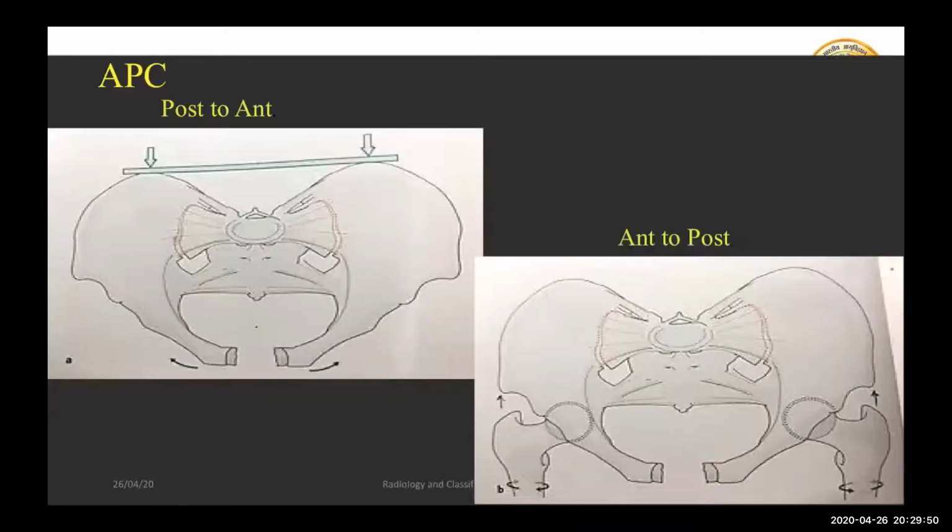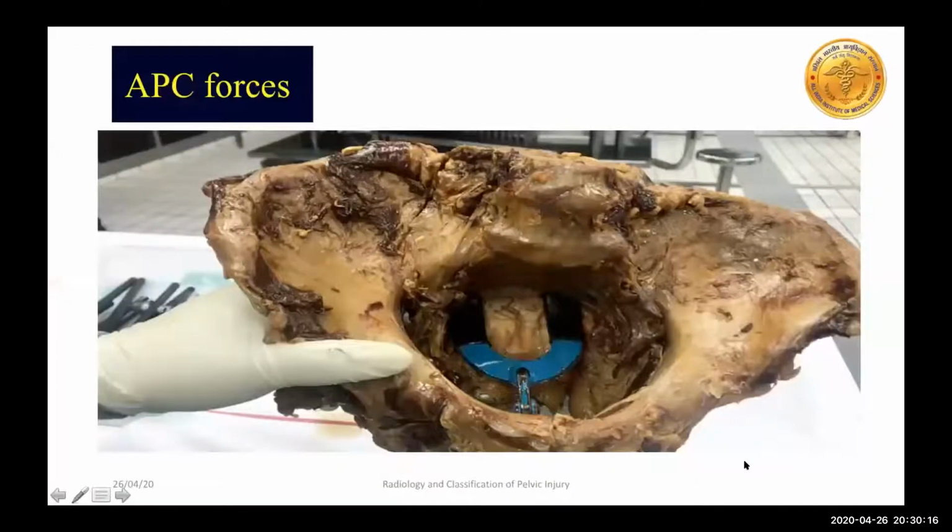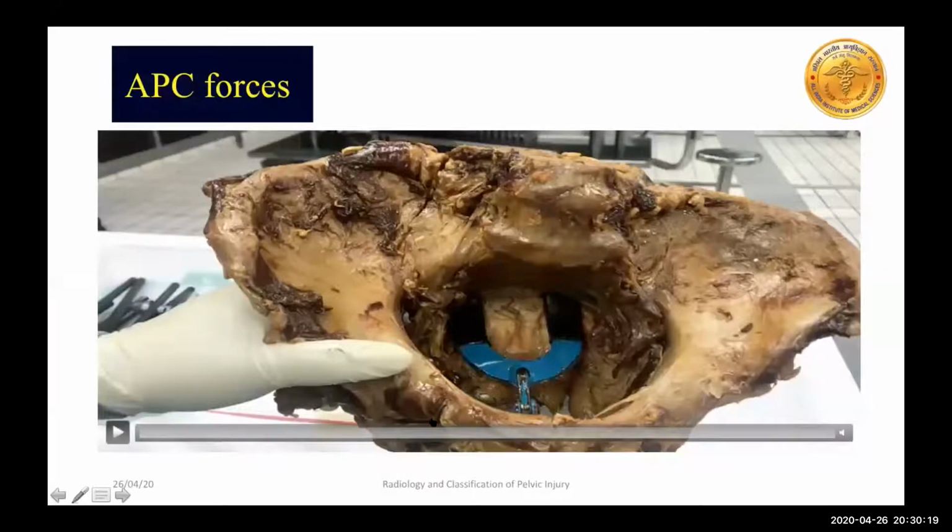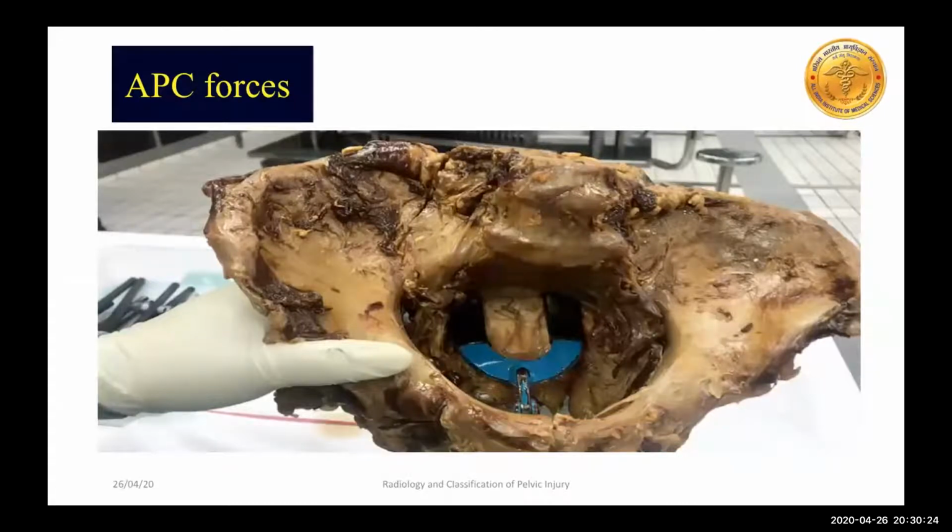If you look at the anteroposterior compression injury, the force can be transmitted through 2 routes. One where the force is transmitted from behind, posterior to anterior, which opens up the pelvis anteriorly. And the other where the line of force acts on both anterior superior iliac spines, opening up the pelvis with a force coming from front to back. Either a posterior to anterior or an anterior to posterior transmission essentially tends to open up the pelvis.